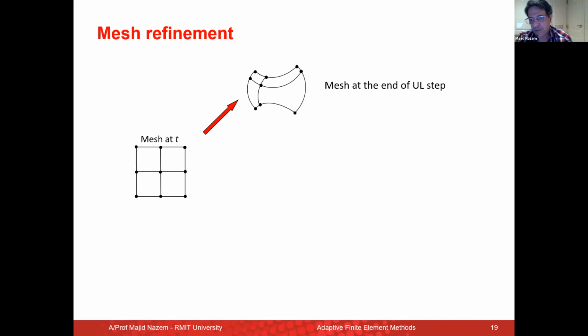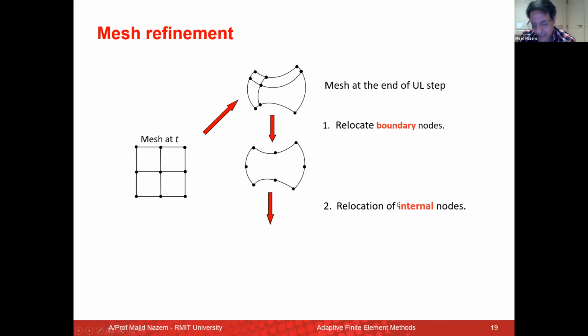What do I mean by refine the mesh? First, as you see here, we forget about internal nodes, but we just relocate the nodes along the boundaries. Boundaries can be external boundaries or boundaries between two materials. After doing this relocation, the next step is to relocate the internal nodes. So now we do the relocation for internal nodes, and we end up with this mesh at the end of the time increment. And we will use this mesh for starting the new increment. So this is a simple explanation of the mesh refinement.